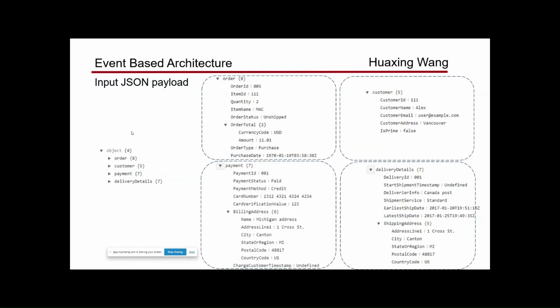This is the JSON payload we will be using as our input into the workflow. There are four objects in this big object. There are orders, customer, payment, and the delivery details, and we will be updating those details while we work through this workflow.